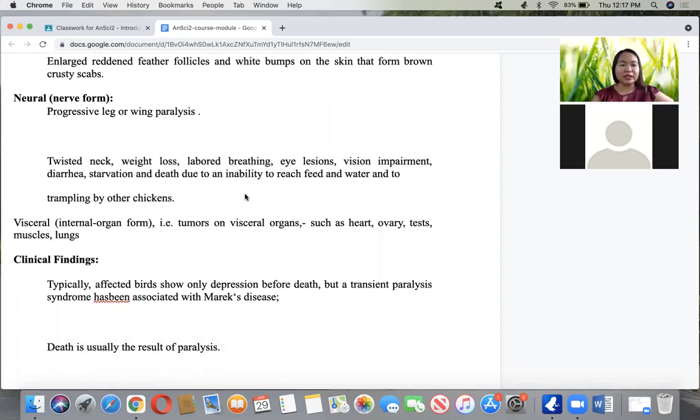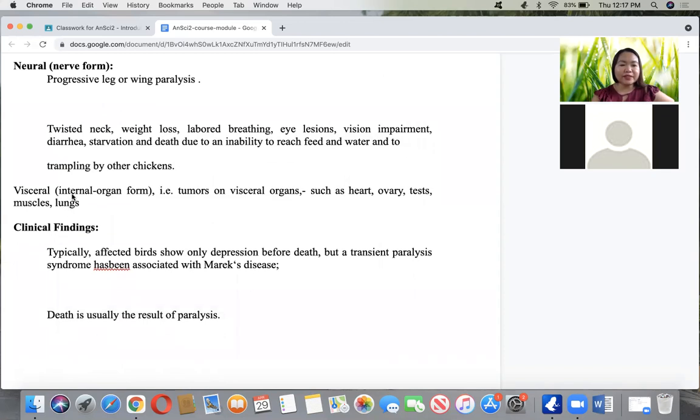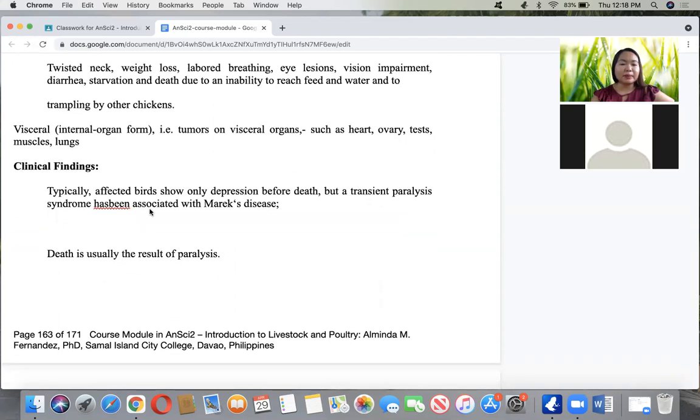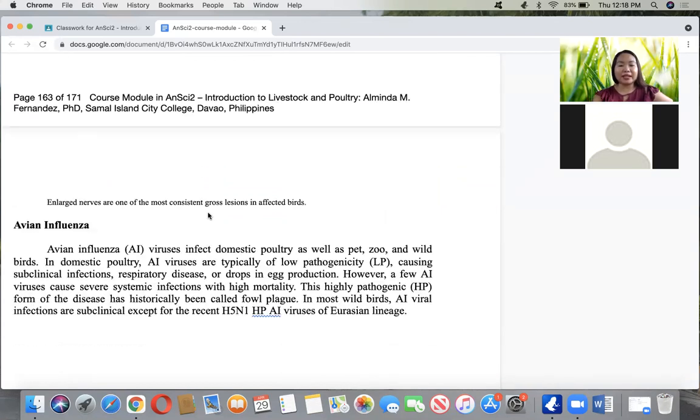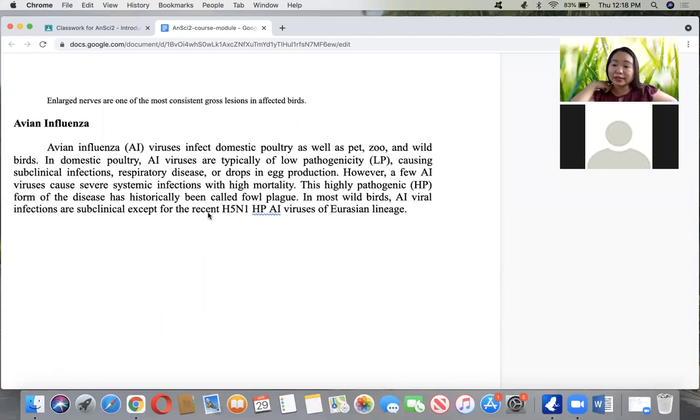No, madami siyang symptoms. So pag visceral naman siya or internal form, tumors of visceral organs such as the heart, ovary, testes, muscles, lungs. So typically, birds show depression before death and transient paralysis syndrome is associated. And usually, yung death is caused by paralysis. As you can observe them, hindi na sila makalakad, hindi makalipad.